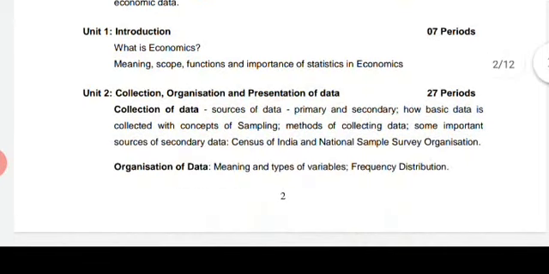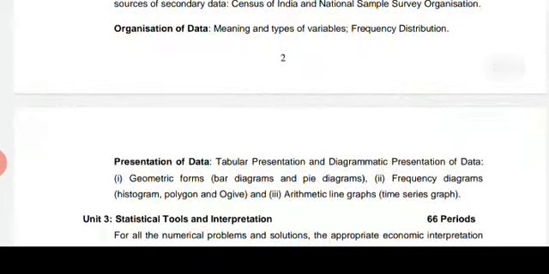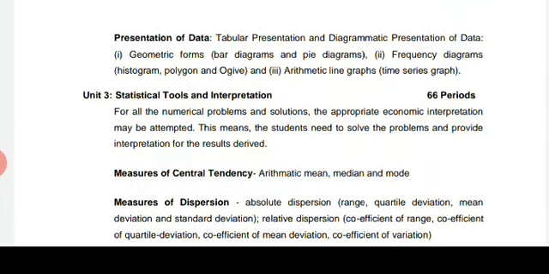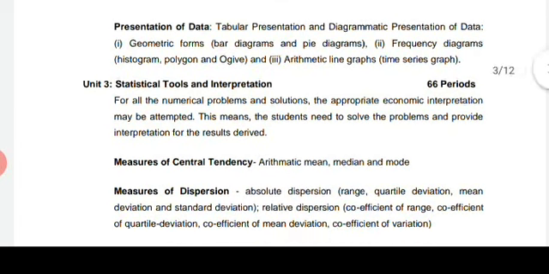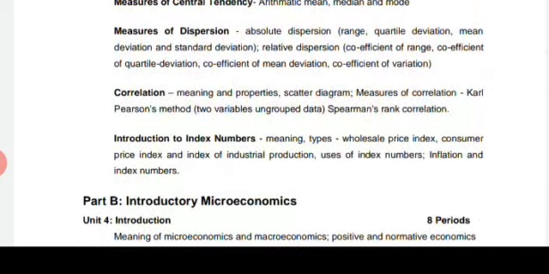In Unit 2, we are going to discuss the collection, organization and presentation of data. You know, children, that data are very important in statistics. So we are going to do first the collection of data, then organization of data, then presentation of data. In Unit 3, we are going to discuss statistical tools and interpretation. Here we are basically going to discuss measures of central tendency: arithmetic mean, median, mode; measures of dispersion; then correlation; then index numbers. Okay, so an introduction to index numbers. These are the things that we are going to discuss in Part A of the syllabus, that is statistics for economics.